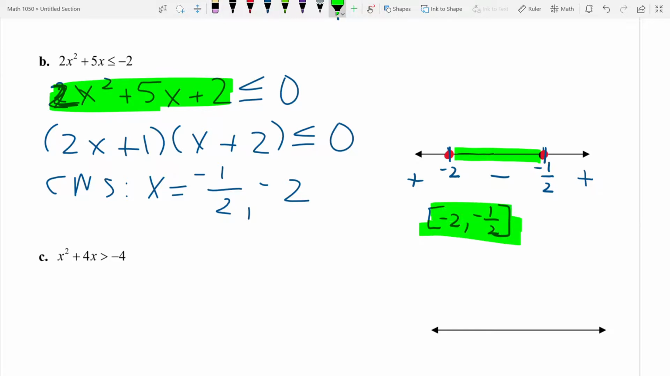Who says gotcha? Yes, sir. When we're listing our critical numbers, do we need to show work of like setting it equal to 0 for the system? I know you guys can do that. Good.